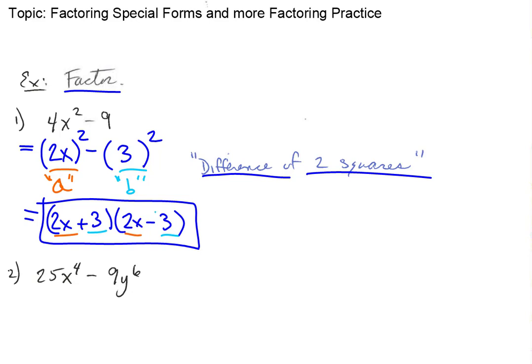There's a plus 3 and minus 3. Now, it's also true, though, that the order in which you write these binomials here in the answer, the 2x plus 3 and the 2x minus 3, the order in which you write those does not matter. You could actually put the minus first.